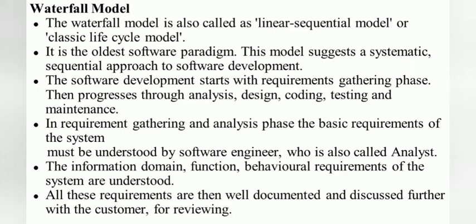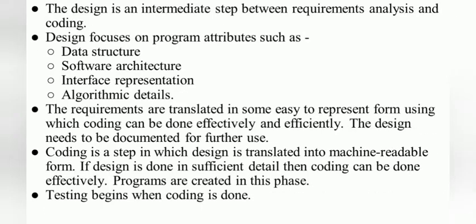In requirement gathering and analysis phases, the basic requirements of the system must be understood by the software engineer, who is also called analyst. The information domain, function, and behavioral requirements of the system are understood properly. Then all these requirements are well documented and discussed further with the customer for reviewing. The design is an intermediate step between the requirements analysis and coding. The design focuses on program attributes such as data structure, software architecture, interface representation, and algorithmic details.